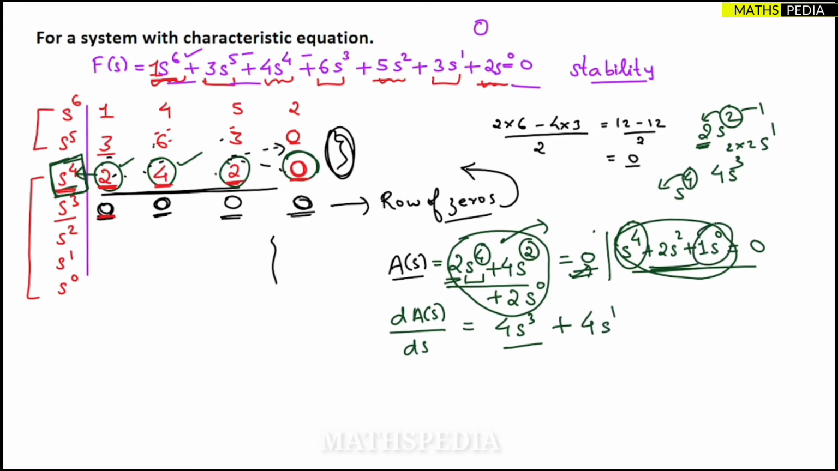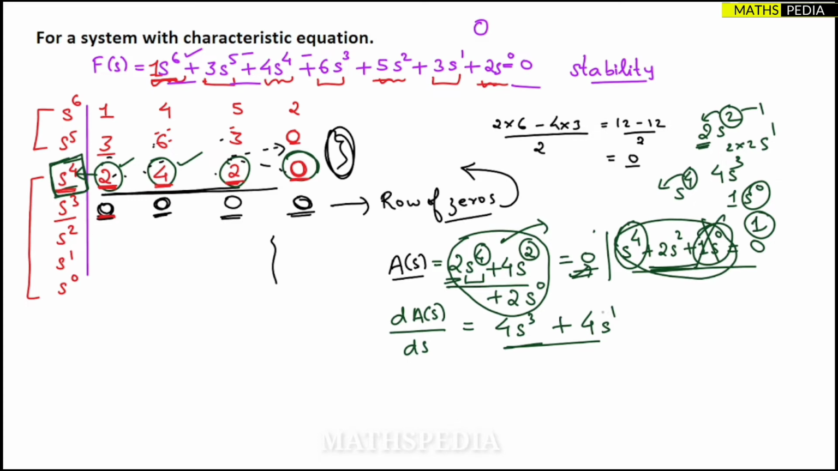Now here anyways it is 1 s power 0, or we can say s power 0 is nothing but 1. It is a constant term 1. Constant term differentiation is always 0, so no need to write for this one. So our differentiated equation is this. Okay, 4s cube plus 4s power 1.